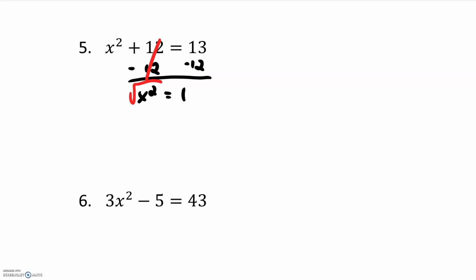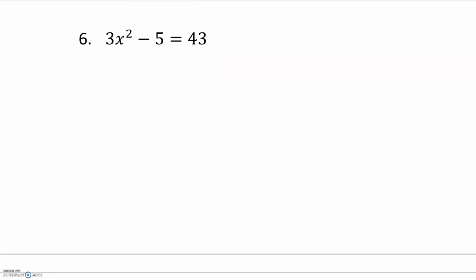I undo squaring by taking the square root. I've got the x by itself. The square root of 1 we know is 1, so remember both positive and negative roots when we solve equations. And there are my two answers, both positive and negative 1.